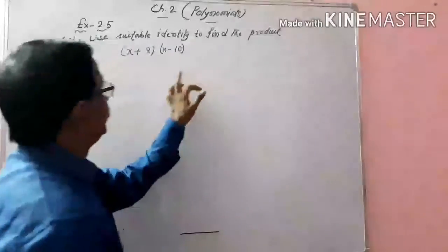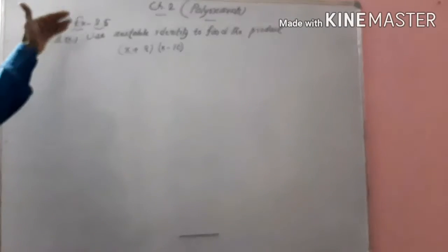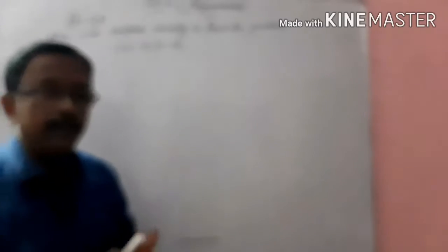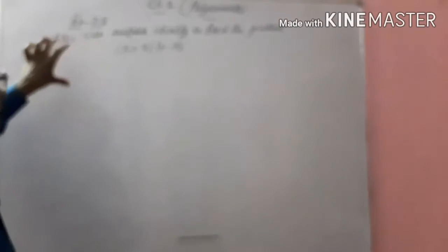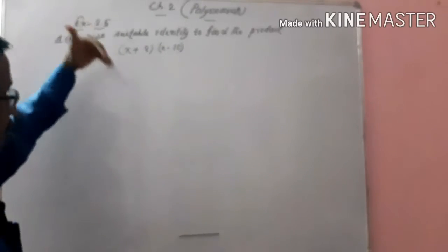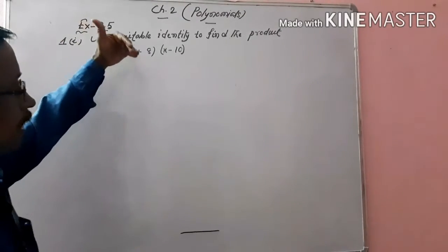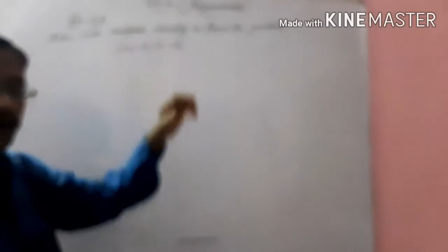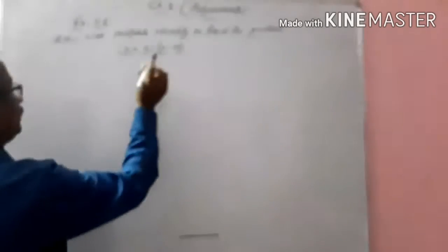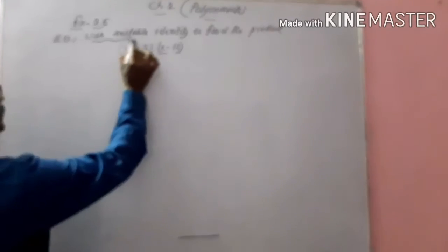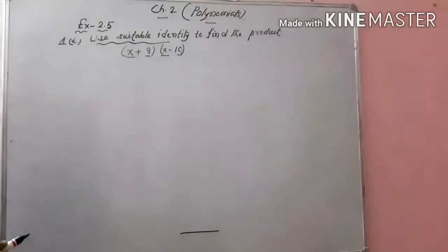Okay guys, today I am showing you a few sums from exercise 2.5. As polynomial is an important chapter, try to understand how you will do this sum. You may know how to do it, but I am giving you tips to make it easy. First of all, see what the question is: (x plus 8)(x minus 10) by using a suitable identity.